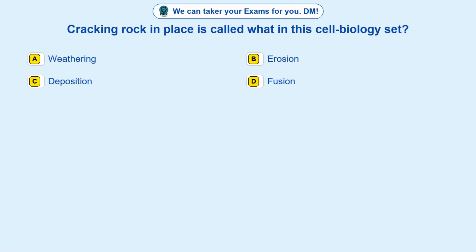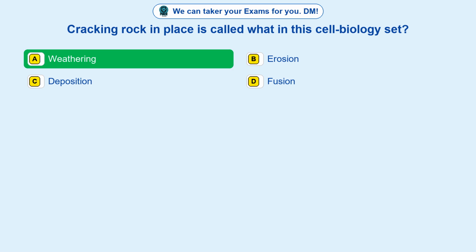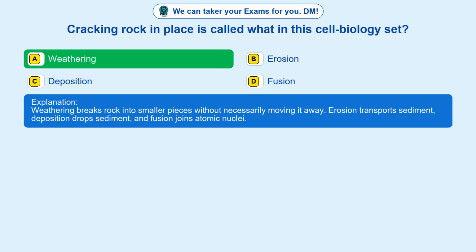Question 81. Cracking rock in place is called what in this cell biology set? Option A, weathering. Option B, erosion. Option C, deposition. Option D, fusion. The correct answer is option A. Weathering. Weathering breaks rock into smaller pieces without necessarily moving it away. Erosion transports sediment, deposition drops sediment, and fusion joins atomic nuclei.